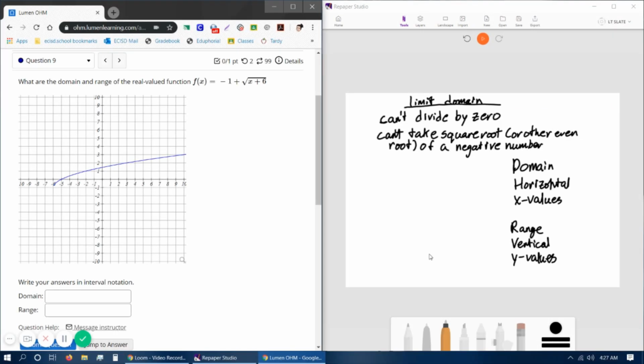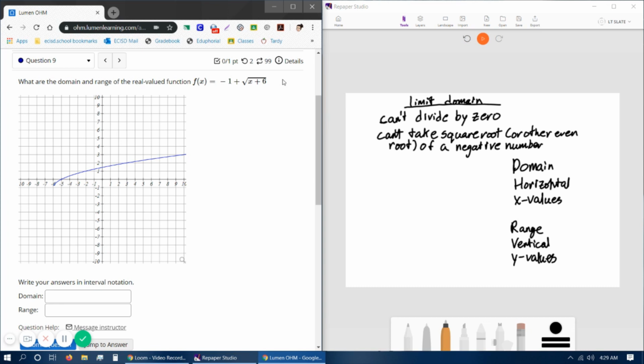Question 9 is similar to question 8. It wants us to find the domain and range of the function f of x equals -1 plus the square root of x plus 6. And it's graphed the function for us. Remember that domain is your horizontal x values and range is your vertical y values. Also remember that the only things that can limit the domain are dividing with a variable or taking a square root or even root of a variable.